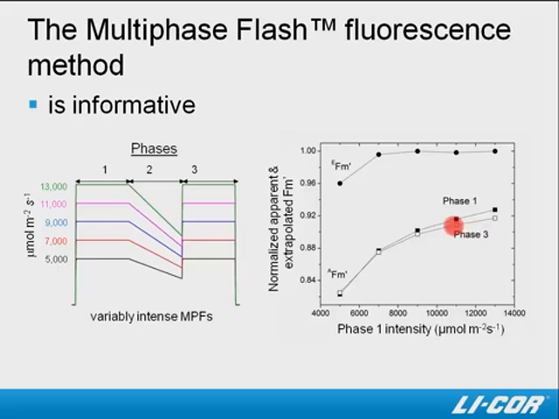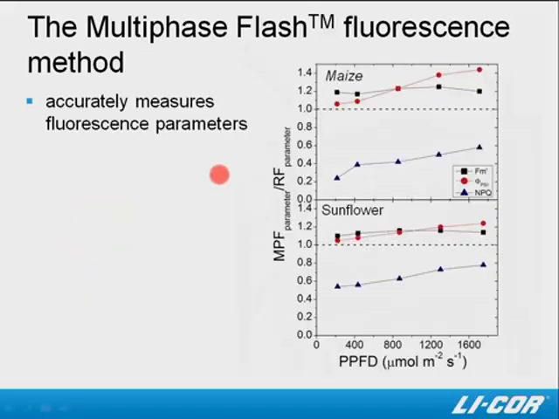The multiphase flash method can also be used to derive accurate measurements of fluorescence. What I've shown here are a series of fluorescence estimates, FM prime, phi PS2, and MPQ, as estimated by the multiphase flash or the rectangular flash method. A value of 1 on this axis means that the corresponding values are exactly the same. And so, the way I've written the ratio, if the value falls above the line, that means that the multiphase flash derived value is greater than the value based on the traditional method.